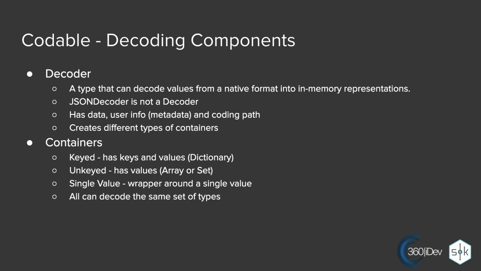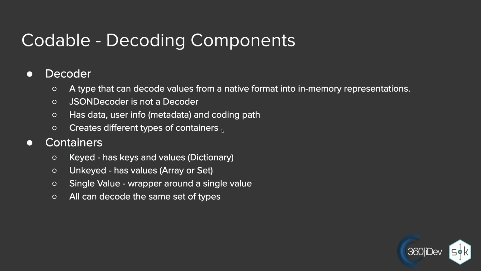So that's where we had our date or key encoding strategy. That's all at that top-level decoder, like JSONDecoder. But once we have a decoder, it's going to actually be attached to a particular bit of data that we have. And in addition to that, it'll have some metadata about the decoder itself and a coding path, which I'll get into a little bit more in a second.